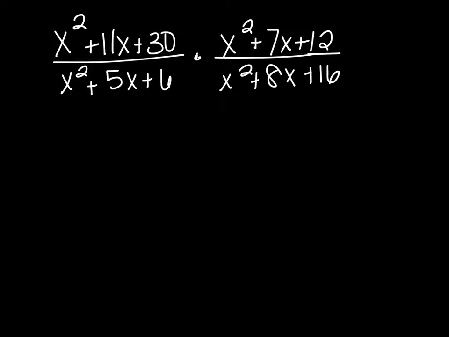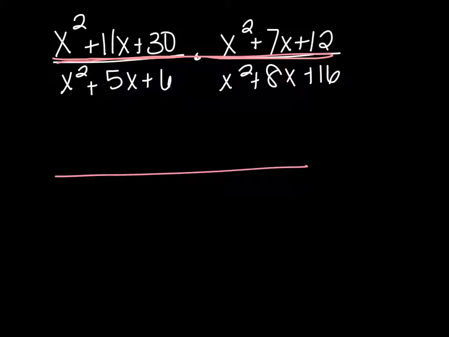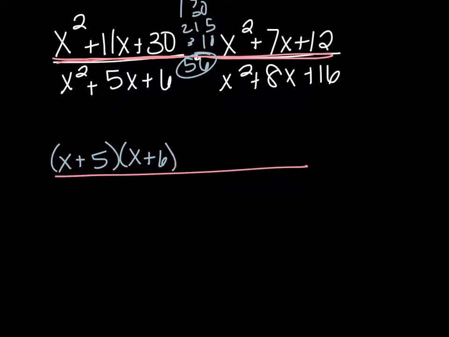Let's try another one. To multiply this, the first thing we're going to do is connect the line, and everything in the numerator and everything in the denominator. So we're going to have to factor this. The first one, factors of 30. 1 and 30. 2 and 15, that doesn't add to give me 11. 3 and 10, that doesn't add to give me 11. 5 and 6 will add to give me 11. So I have an x plus 5 and an x plus 6.